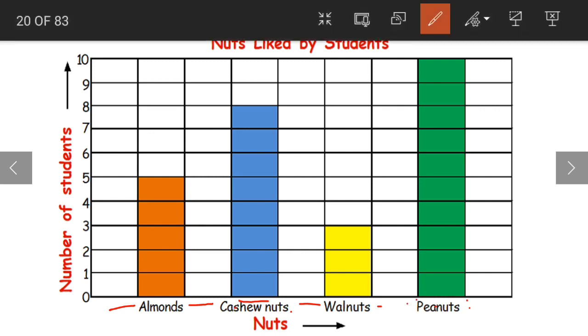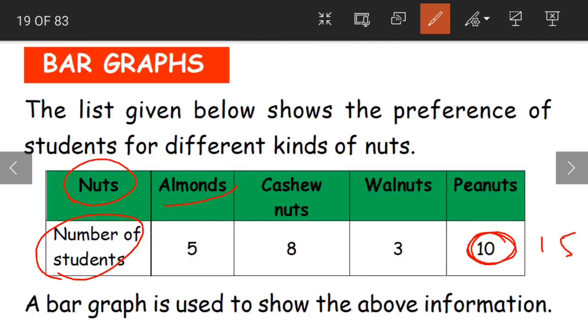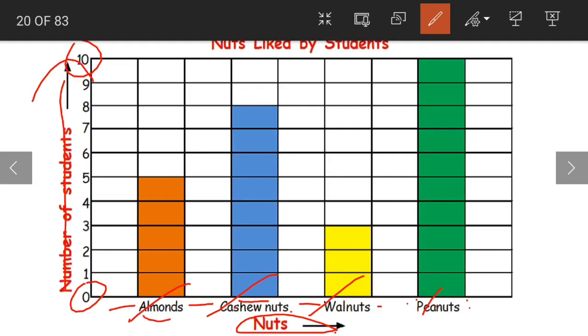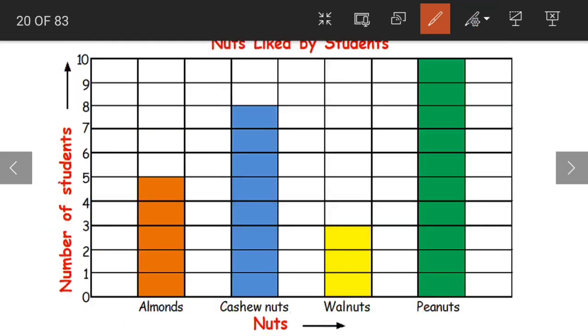Now what should we do? On the horizontal line we are taking the different types of nuts: almonds, cashew nuts, walnuts and peanuts. On the vertical line we are taking the number of students from 0 till 10. Now coming to the first one, almonds. 5 students like almonds. So for almonds, how many students like them?